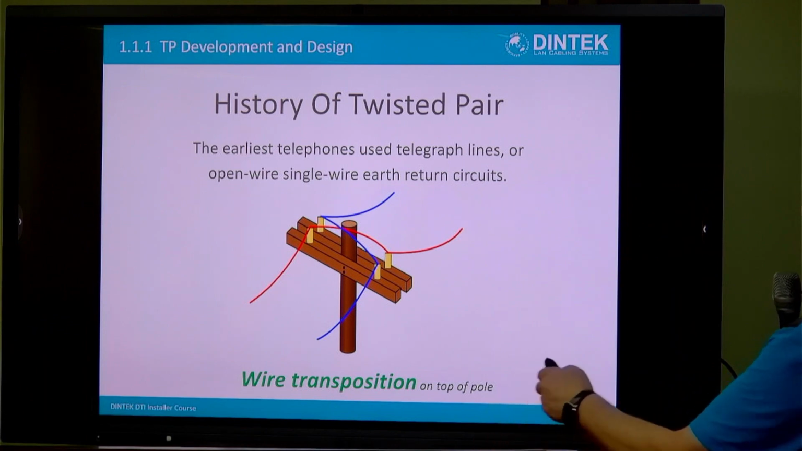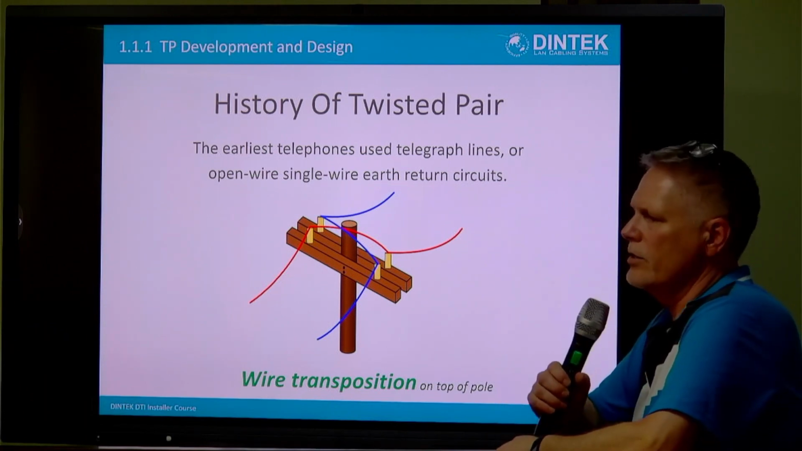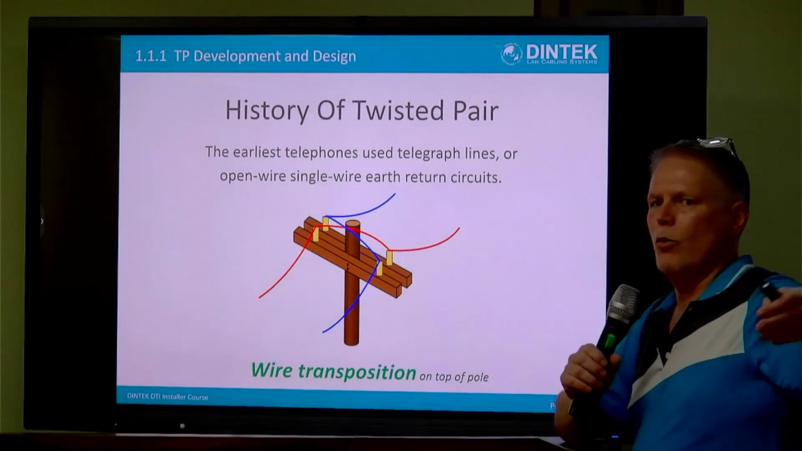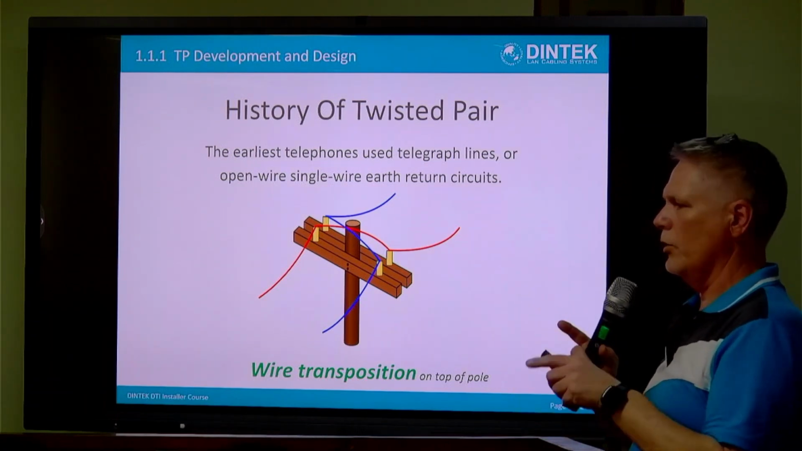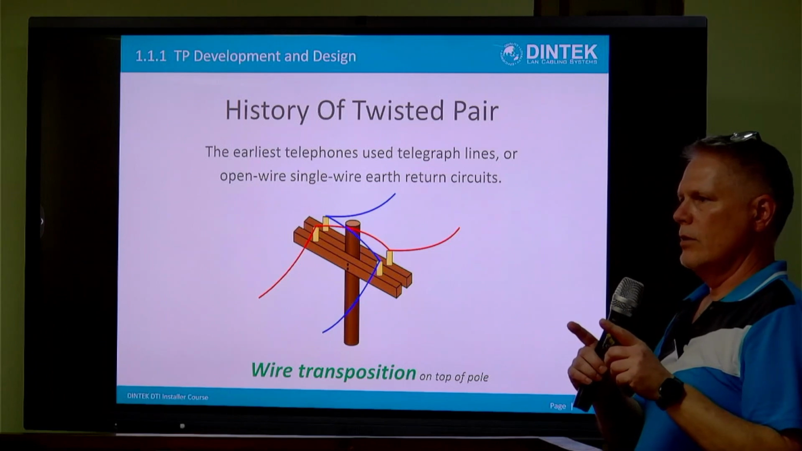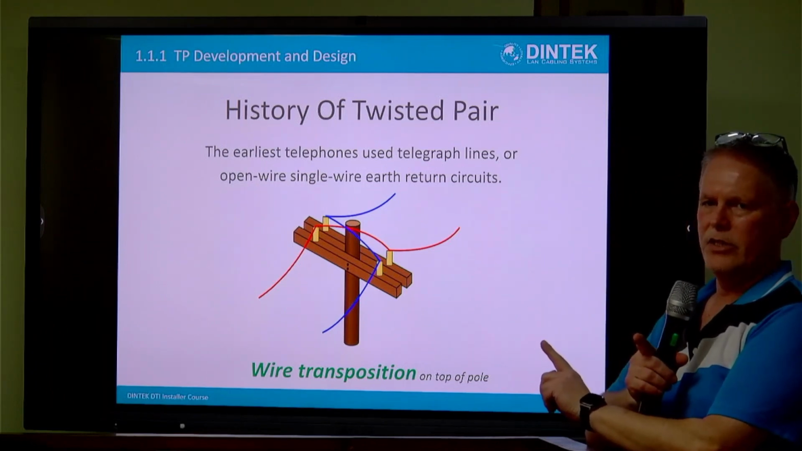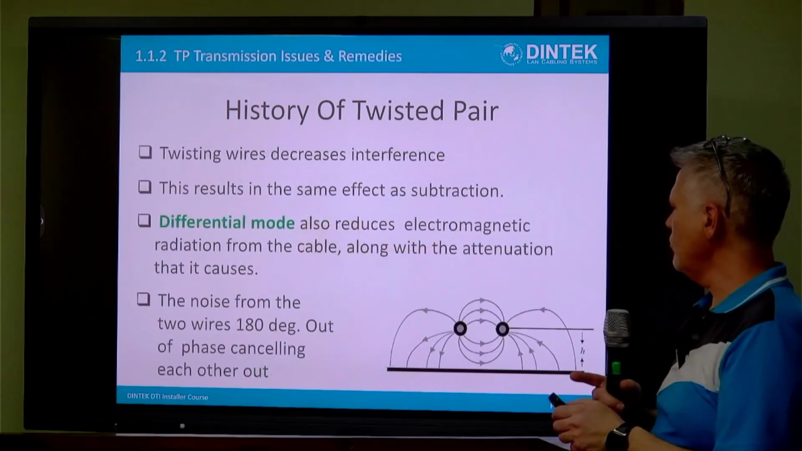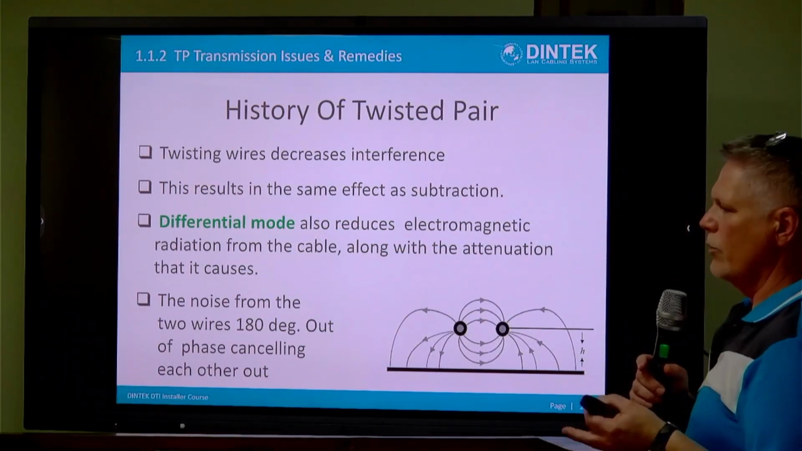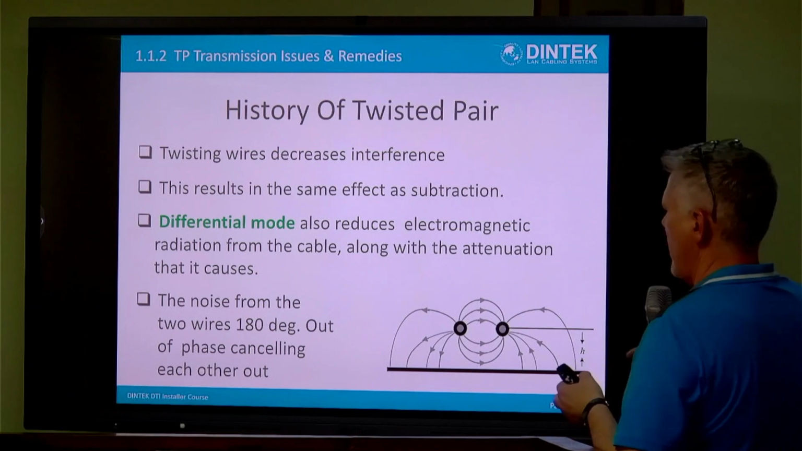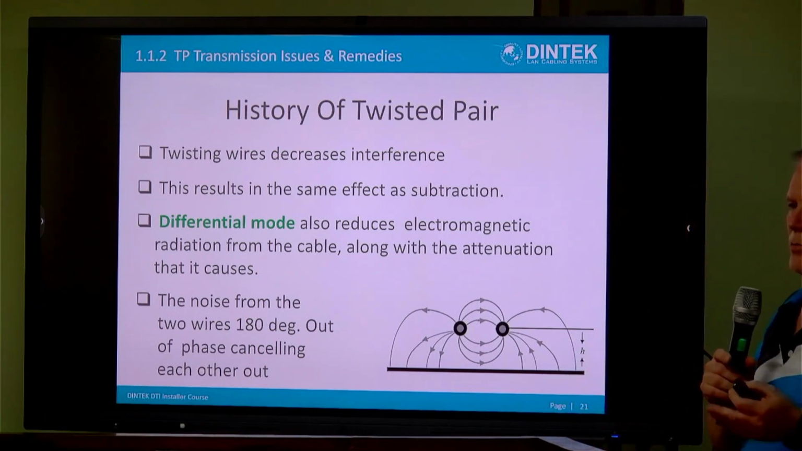So what did they do? They twisted the wires once every few poles. They twisted them over. And what that did was put the signals 180 degrees out of phase. So the twisting of the wires decreases the interference. And it's the same result as subtraction.